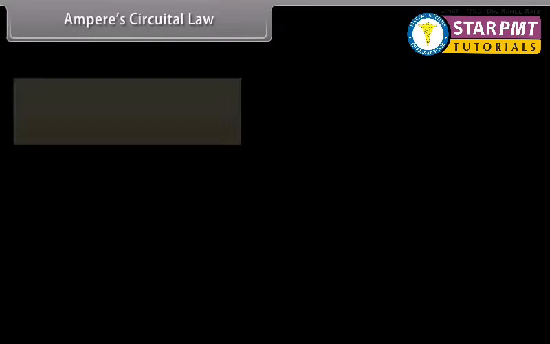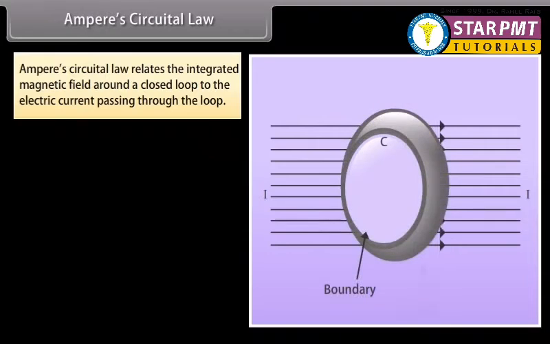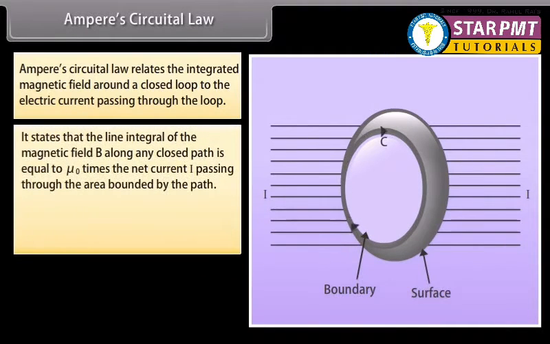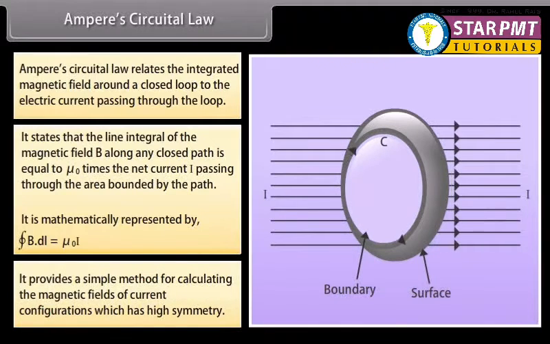Ampere's Circuital law. Ampere's Circuital law relates the integrated magnetic field around a closed loop to the electric current passing through the loop. It states that the line integral of the magnetic field B along any closed path is equal to mu naught times the net current I passing through the area bounded by the path. It is mathematically represented by the closed integral of B dot dl is equal to mu naught I. It provides a simple method for calculating the magnetic fields of current configurations which have high symmetry.